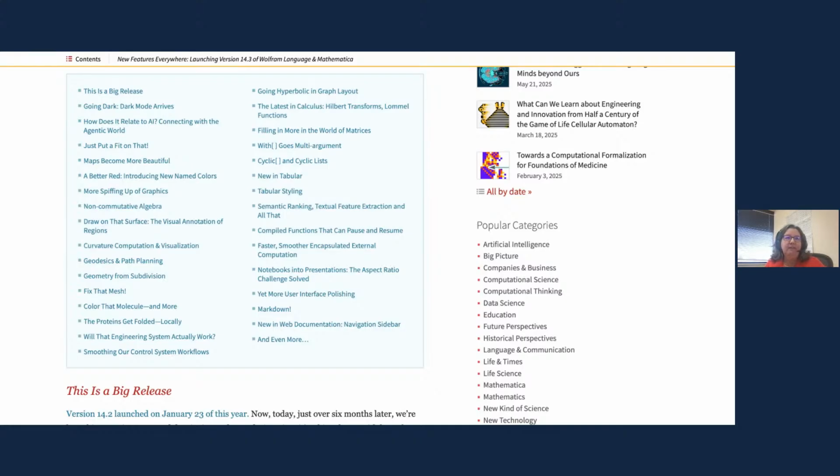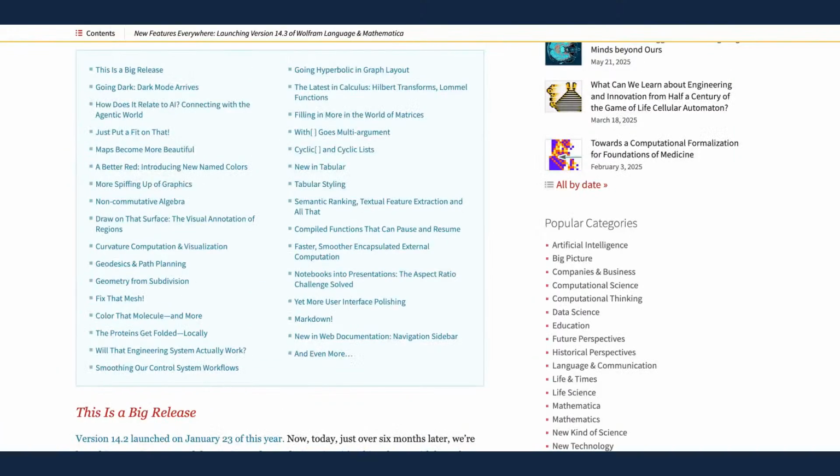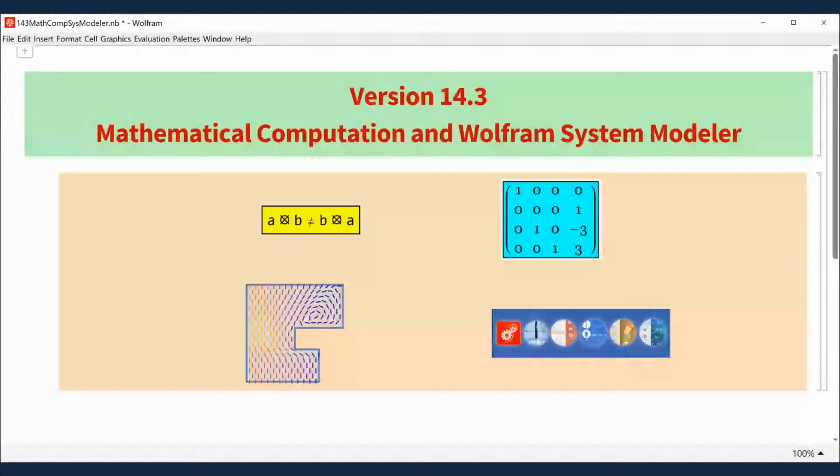Thank you very much, Jamie, and welcome everyone to this webinar on what's new in 14.3 as regards math computation and Wolfram System Modeler. My name is Devendra Kapadia, and I lead the mathematical computation team at Wolfram. I think this release is a very exciting one for us because there's just so much to talk about. So today's webinar has not one or two or three talks, but four short talks.